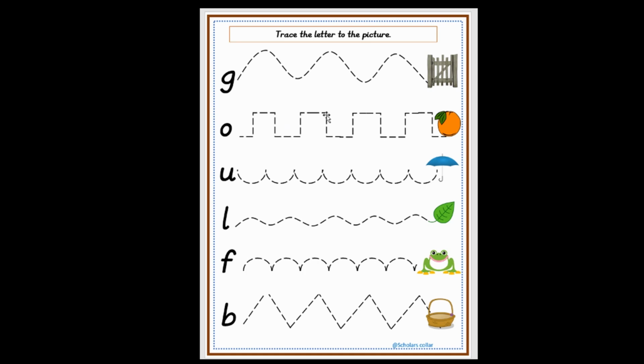Okay, so the first worksheet we have here is the normal tracing worksheet. All your child has to do is trace the letter to its object. So G goes all the way to gate. A is for orange. U is for umbrella. L for leaf. F for frog. B for basket.